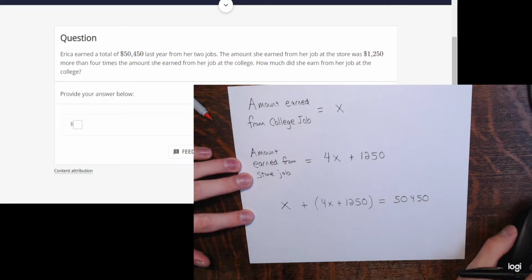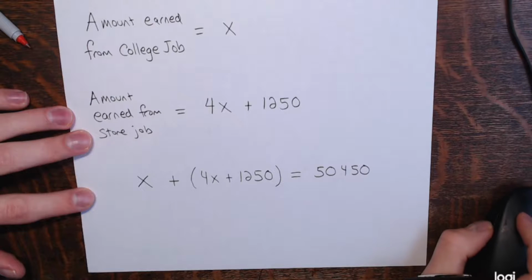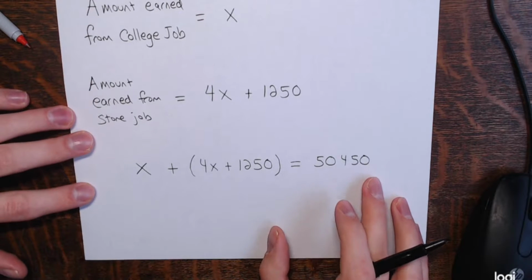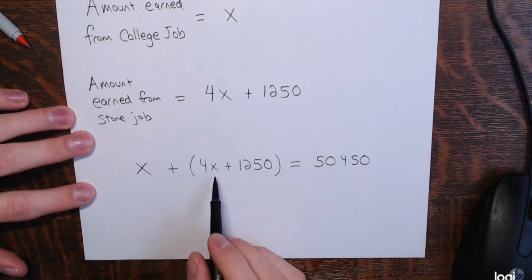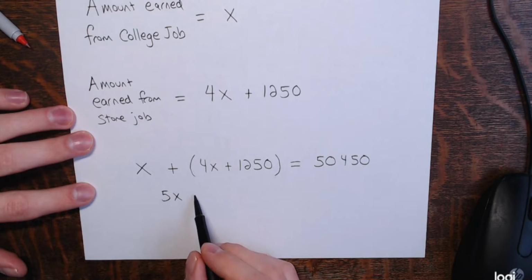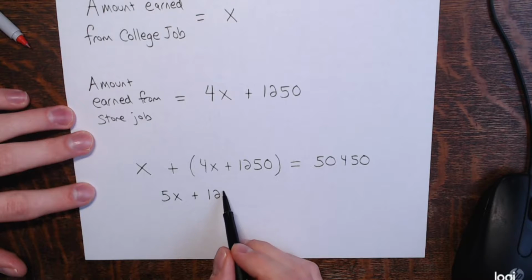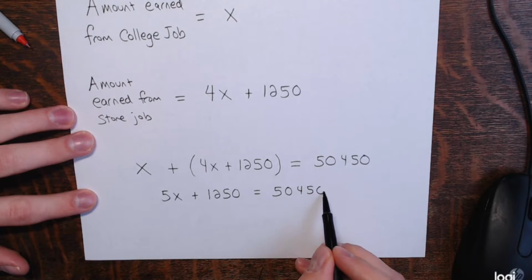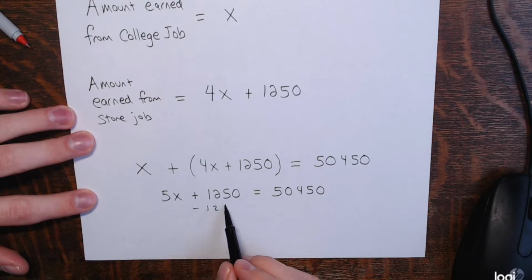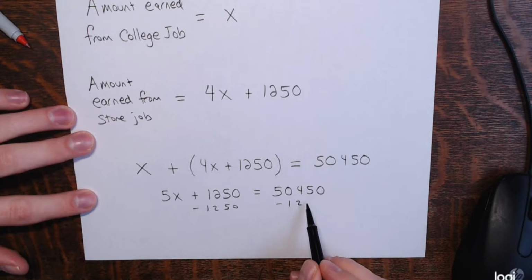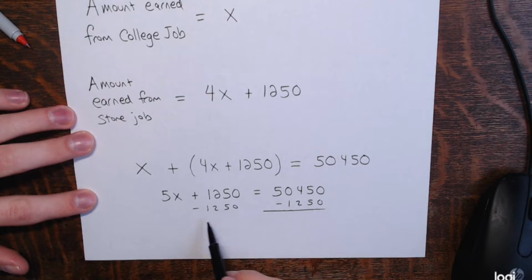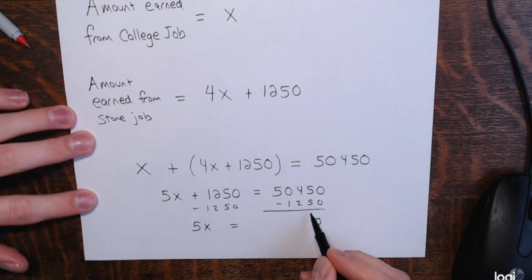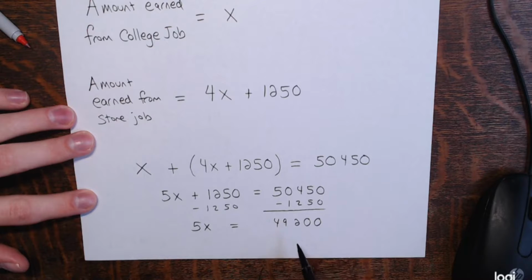And now we're going to solve this equation and answer the question. So over here, don't need the parentheses really, just combining like terms. We have 5x plus 1,250 equals 50,450. And then I would subtract 1,250 from both sides. So over here we have 5 times x equals 49,200.